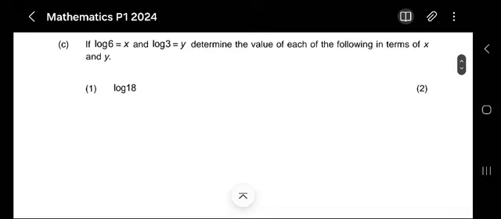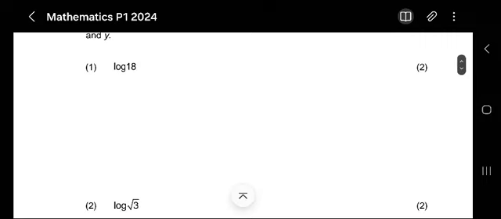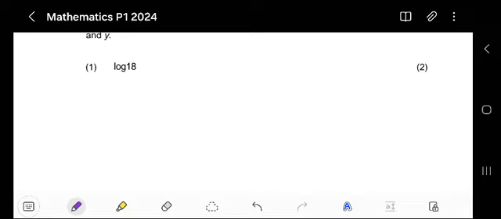Then now we have question C, which is the laws of logarithms. We are given that log 6 is equal to x, and log 3 is equal to y. So we determine the value of each of the following in terms of x and y. Right, we are supposed to find this in terms of x and y. So we have there number 1, log 18.